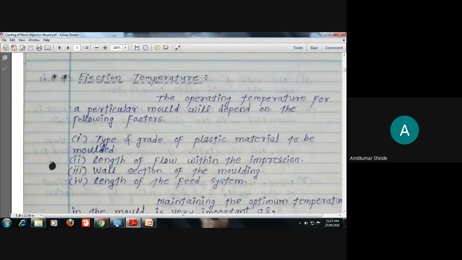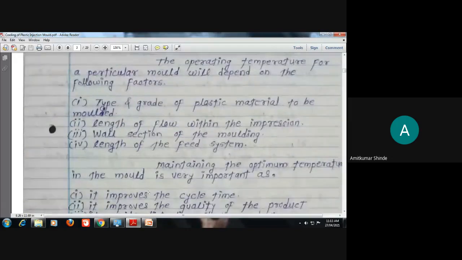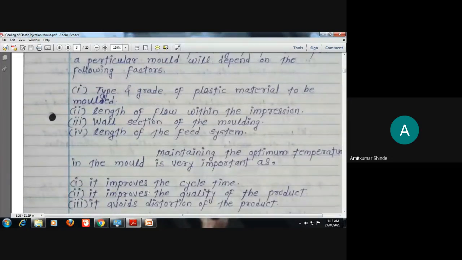Okay, its thickness, whichever molding material is there, it will also affect this operating temperature. And length of the feeding system. Okay, length of feed system, it is related to the injection molding only. Now to maintain this optimum temperature, it is very important. You have to maintain the optimum temperature in the mold.